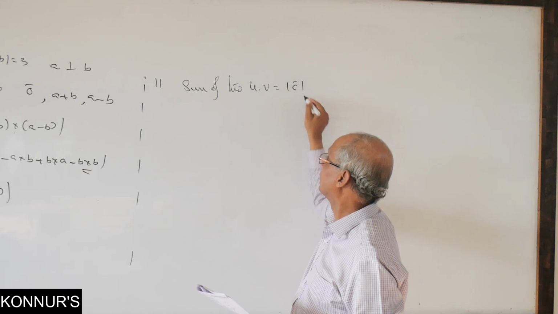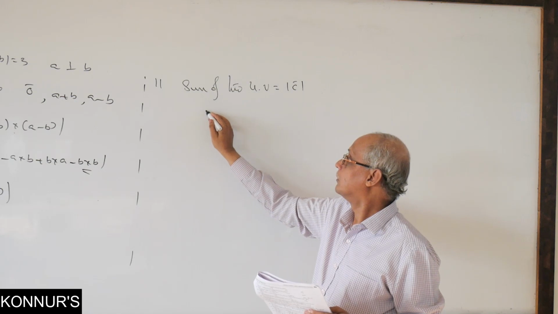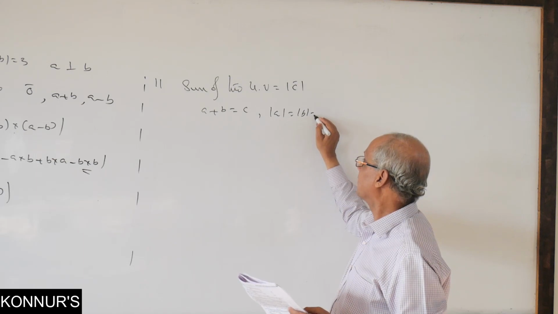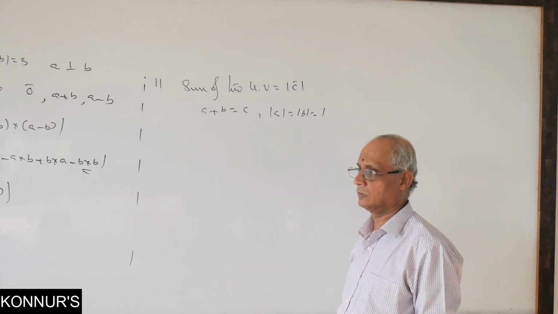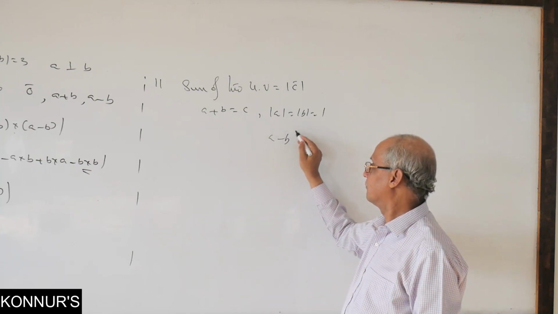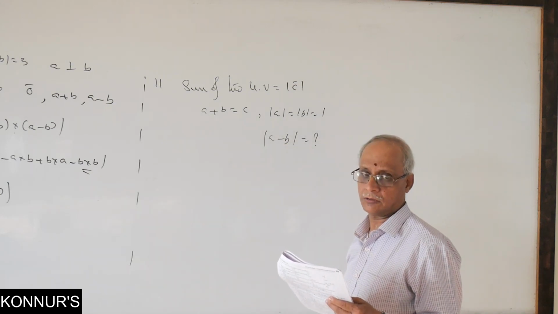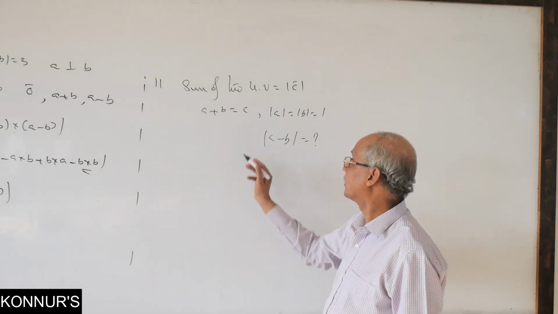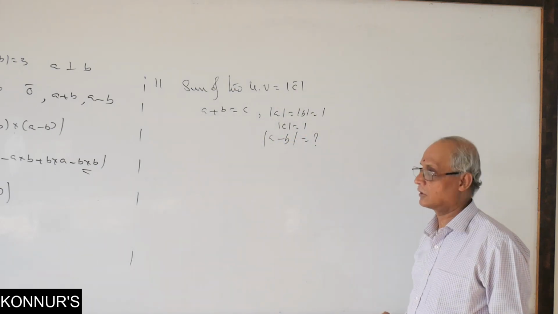What are the unit vectors we will consider? A plus B is equal to C, where A and B are unit vectors. Then what is our question here? What is the magnitude of A minus B? That is, the modulus, the magnitude of the difference of the unit vectors. Here C is also 1 only. Their sum is a unit vector, given.